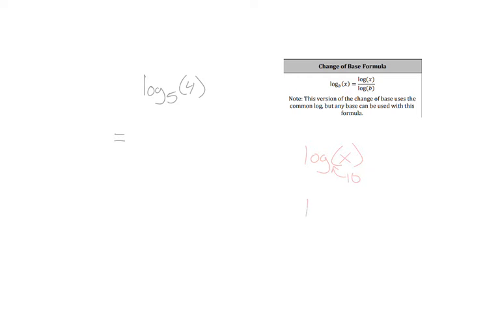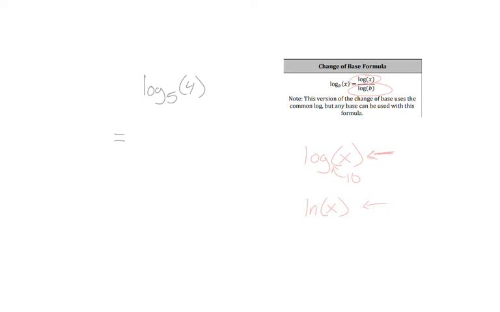And then we also have the natural log. We can use either one of these for the change of base formula. I am partial to using just the log base 10. I think it's the easiest. And this formula that you find in the textbook is the log base 10.